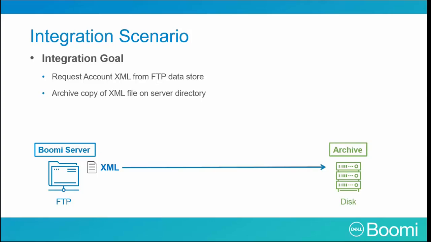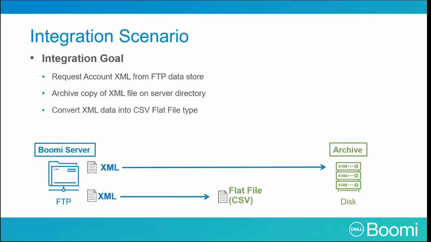We need to have our process archive a copy of the XML file on the server directory. Now keep in mind that our disk location is where our Atom resides, so no files are saved on your computer, and we're going to cover this in more detail in a few moments.